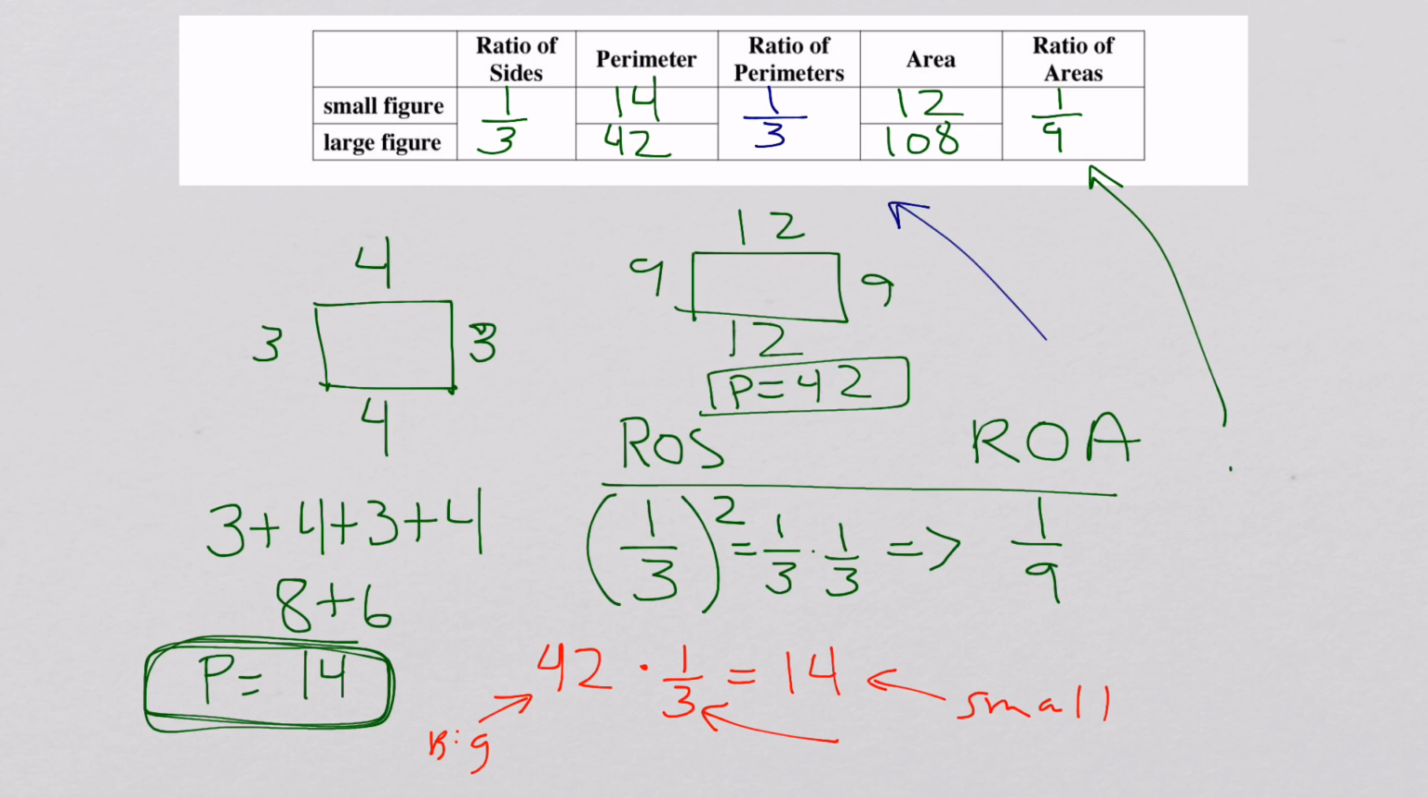And the way you can check that is when you multiply by 1/3 or you flip the numbers and multiply by 3, if you're getting a bigger number, you're going from small to big. If you're getting a smaller number, you're probably going from big to small. So keep that in mind.